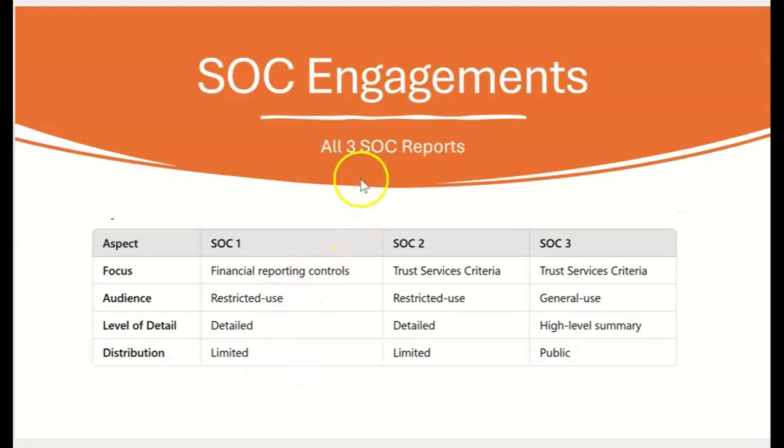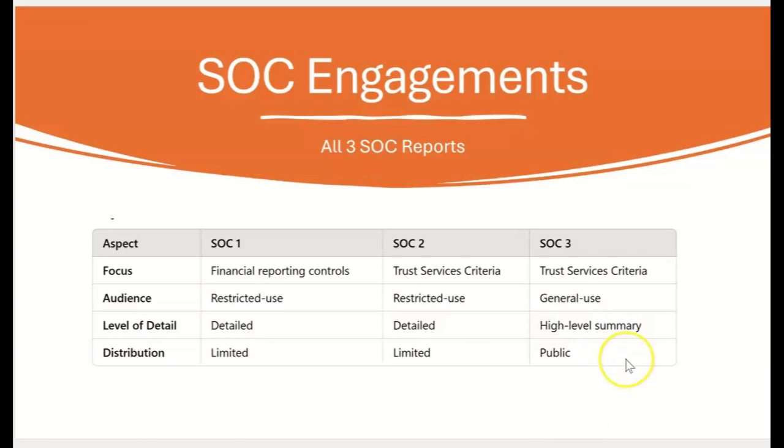Let's quickly review all three SOC reports. So SOC 1 is for financial reporting controls. It's restricted use, very detailed, and for that reason it has to be limited in distribution. SOC 2, instead of being about financial reporting controls, it has to do with the trust services criteria. It's restricted use, very detailed, and for that reason it's limited in distribution. SOC 3, we said, is a general use SOC 2. So trust services criteria, but for general use. High-level summary rather than detailed, and for that reason SOC 3 is available to the general public.